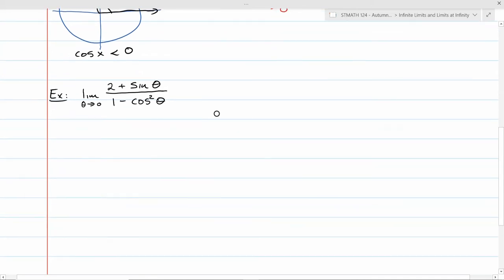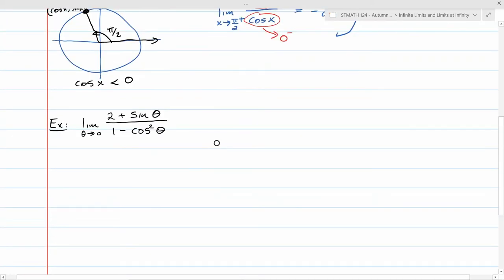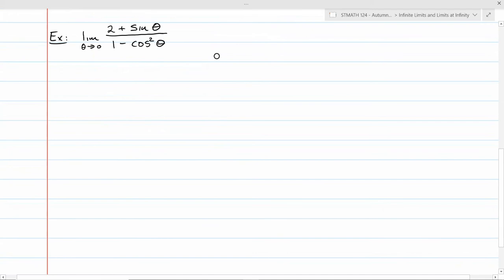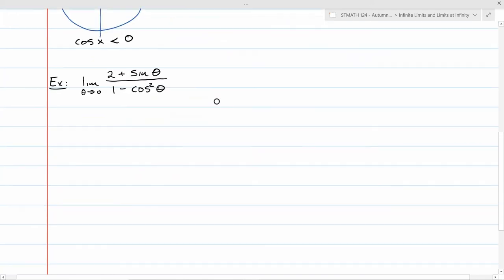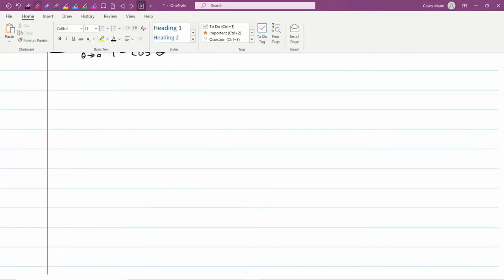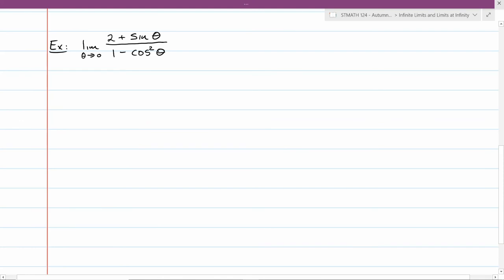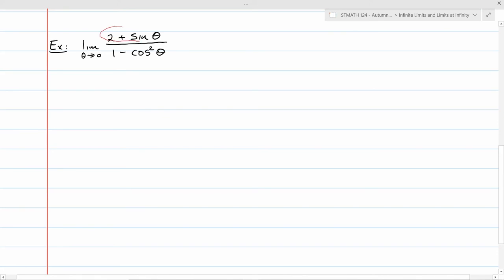Okay. Well, here's another one of these trigonometric limits. This one's a little easier to analyze than the first one. As x, or as theta this time, use theta to make it seem really scary. As theta goes to 0, well, what is sine of zero? Sine of zero is zero. So this is going to 2 plus 0, which is 2. So the numerator is just going to this fixed constant 2.